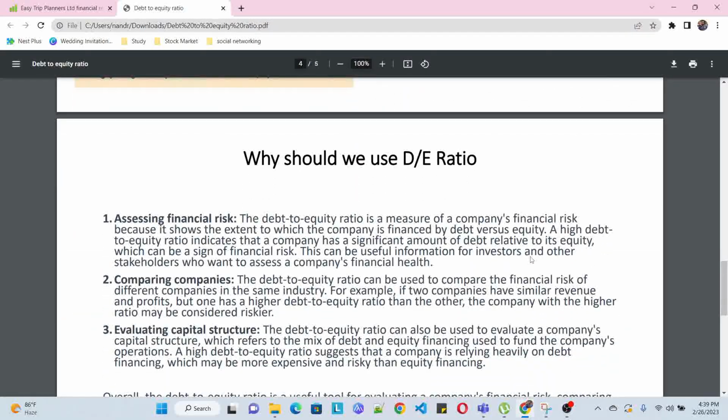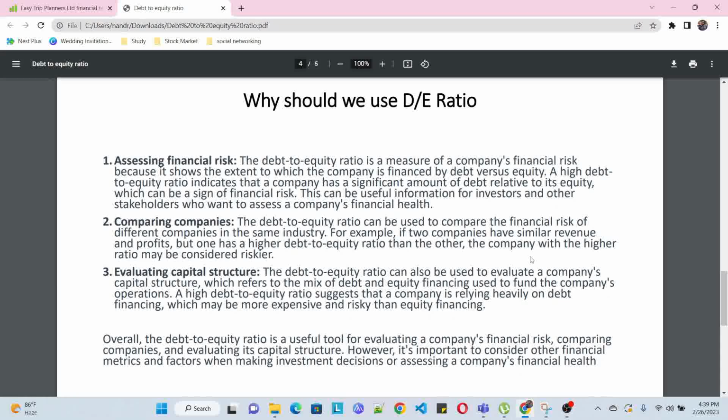Why should we use the DE ratio while filtering any company for investment? Assessing financial risk: the DE ratio is a measure of the company's financial risk because it shows the extent to which the company is financed by debt versus equity. A high debt to equity ratio indicates that a company has a significant amount of debt relative to its equity, which can be a sign of financial risk. This can be useful information for investors and other stakeholders who want to assess a company's financial health.